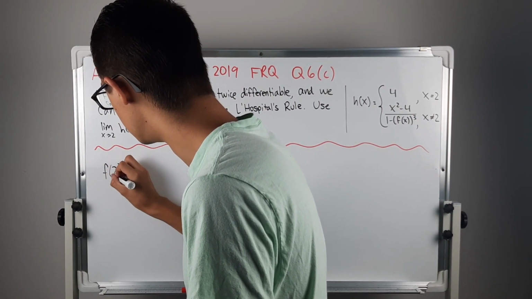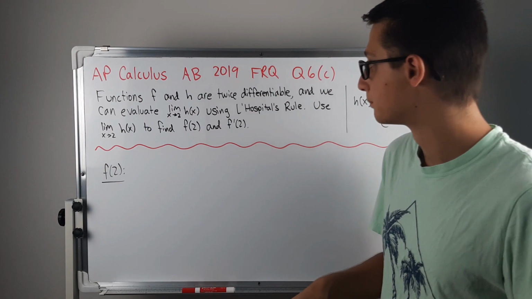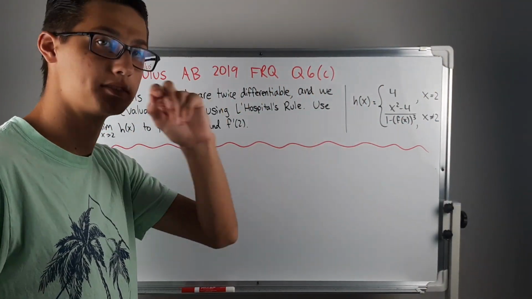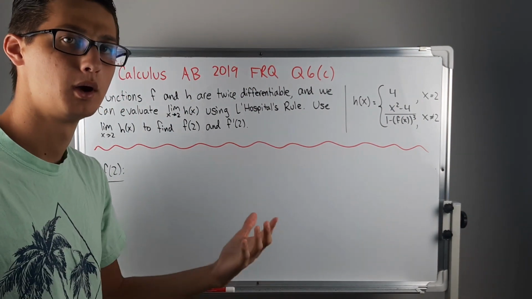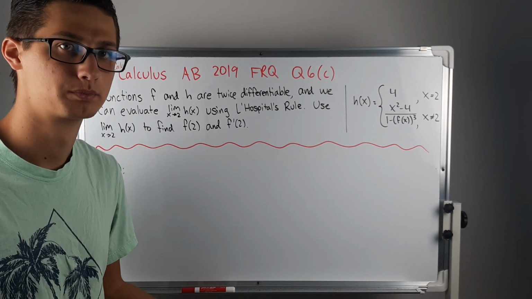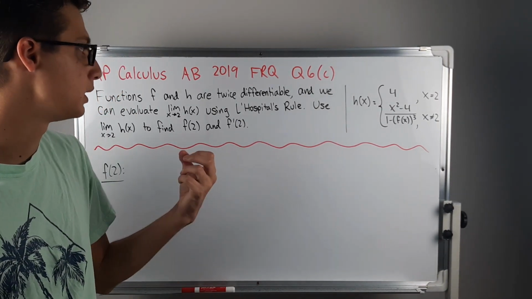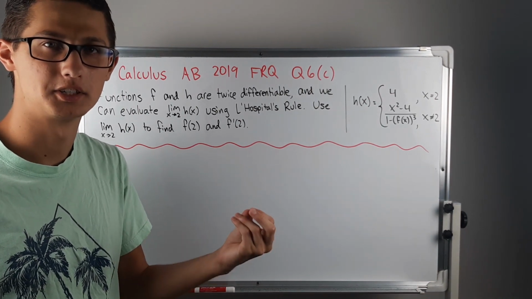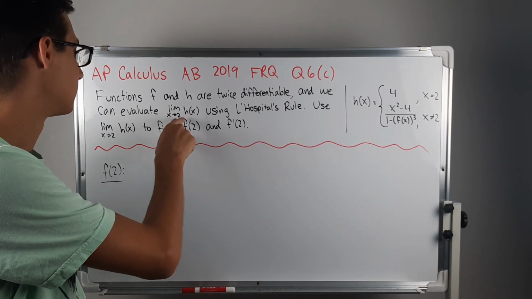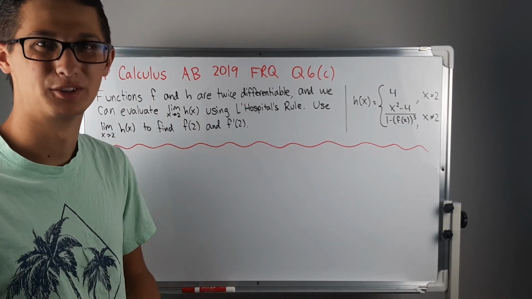So f of 2. Okay, so what are we going to do? Well, we can think of trying to use this fact here to help us find what it should be, but it's unclear what we're supposed to do. Remember that they give us information for a reason, and the strange thing that may jump out to you is the fact that we can evaluate this limit using L'Hopital's rule. Why would they mention that to us?